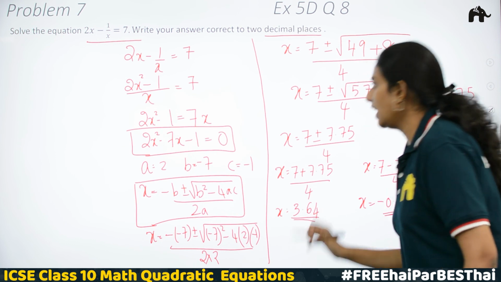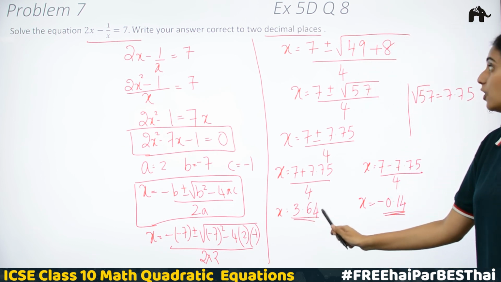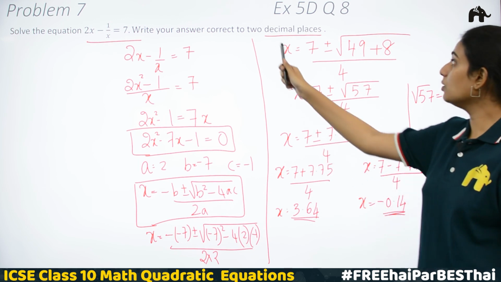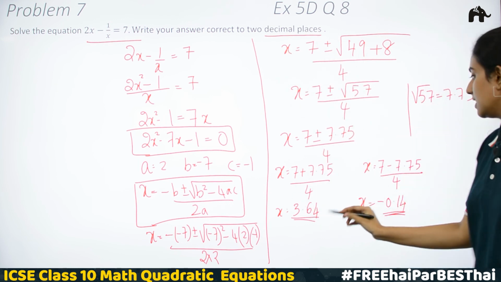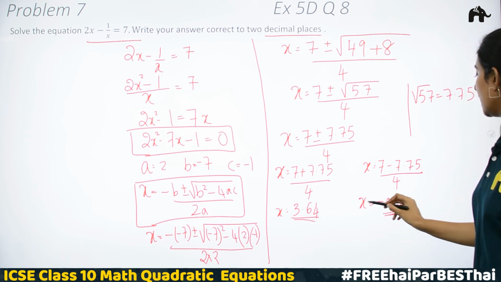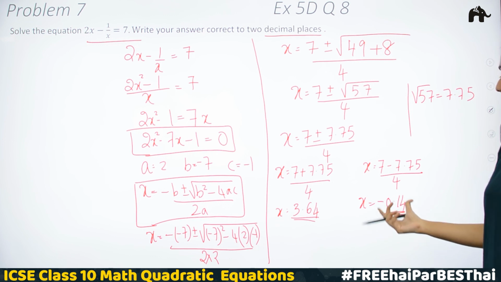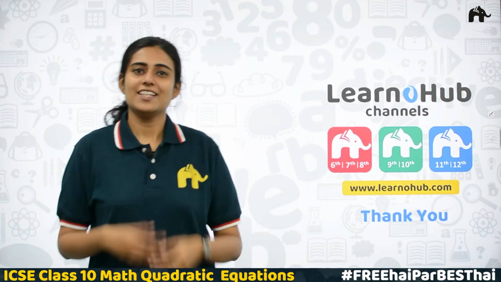The two possible values of x are x is equal to 3.64. We have to get 2 decimal places. We have 2 decimal places, and x is equal to minus 0.14. This is again in the decimal form. Clear? That's all for today.